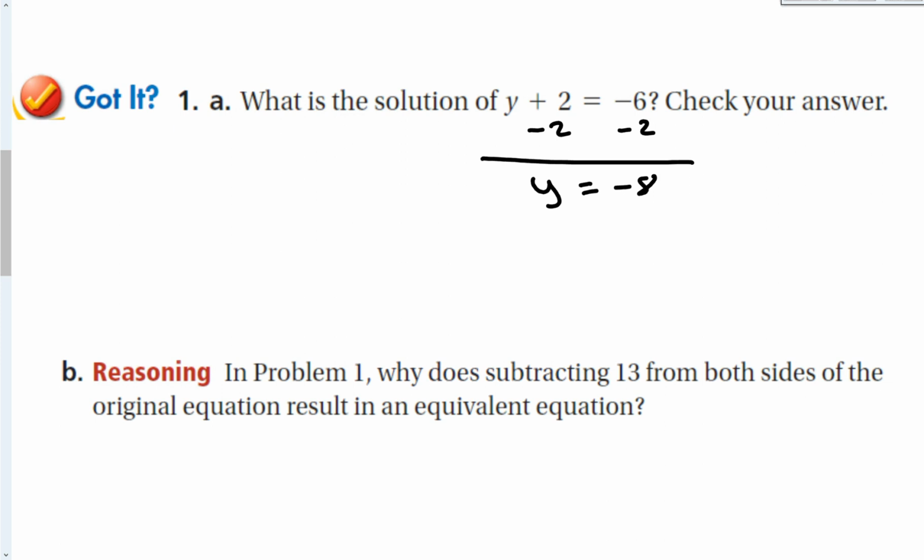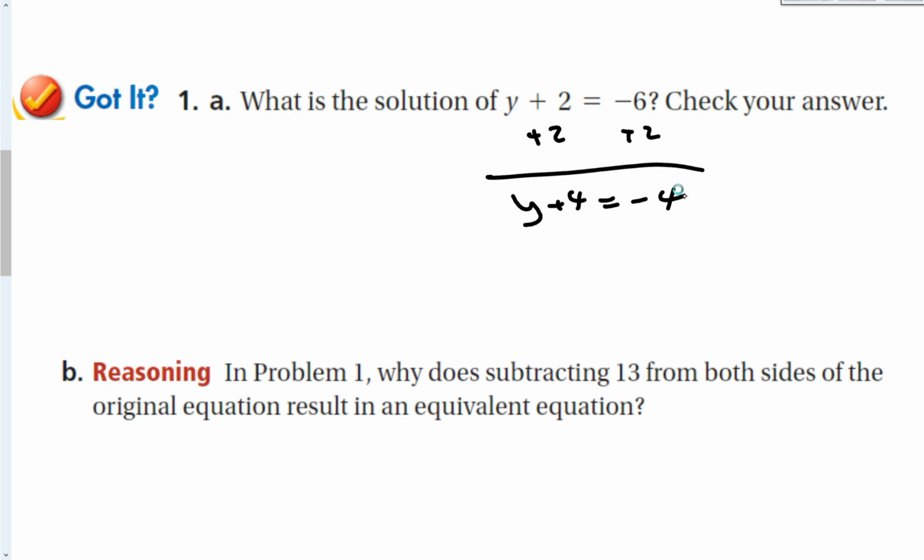Now, if perhaps I wasn't sure what to do and I wanted to try to add 2 to both sides of an equation, you would see that this does not make a simpler equation. This would be y plus 4 is equal to negative 4. Well, that's nice, and that is an equivalent expression, but it's not a simpler one, and it doesn't get us closer to the answer. So make sure that we're always doing the opposite operation when we are trying to solve.